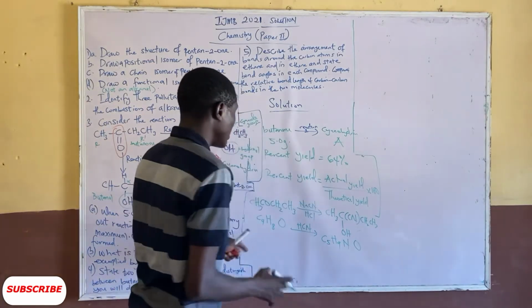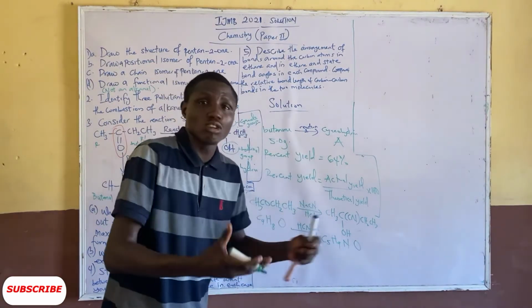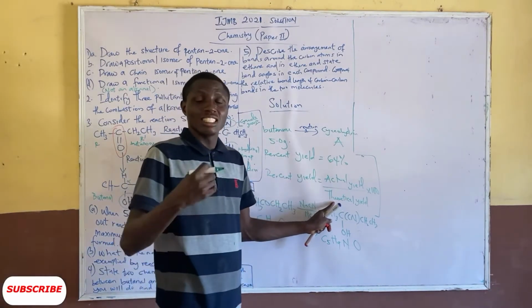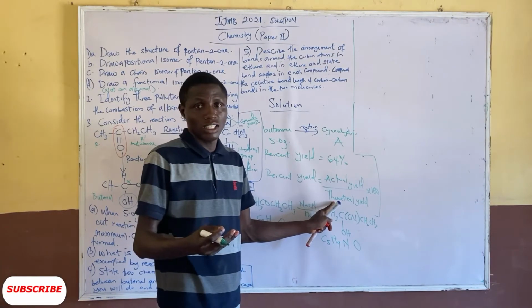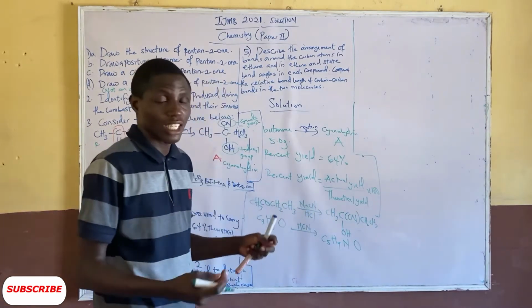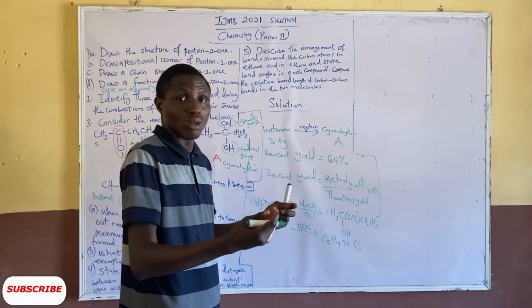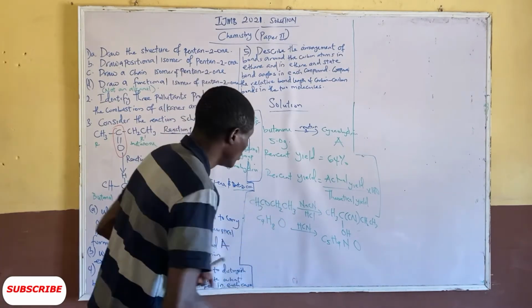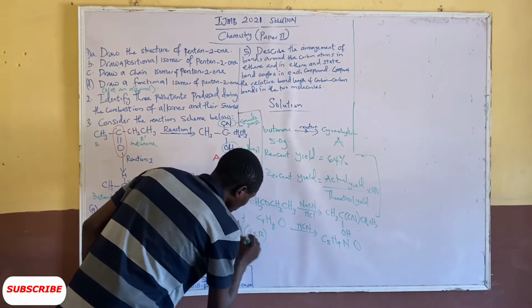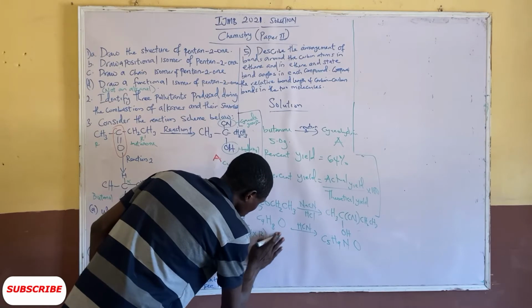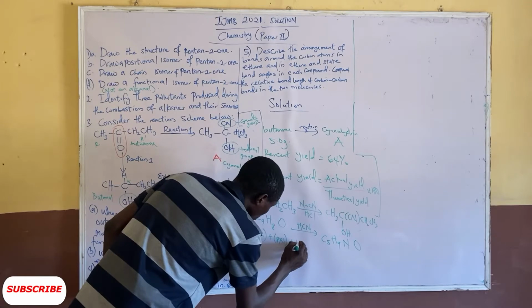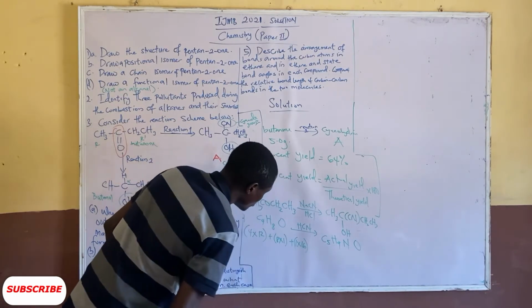Now let's find the molar mass, because we have to relate it stoichiometrically. The theoretical value is obtained stoichiometrically, that is, from the balanced reaction. So getting the molar mass of this one, we have 4 times 12 plus 8 times 1 plus 1 times 16.